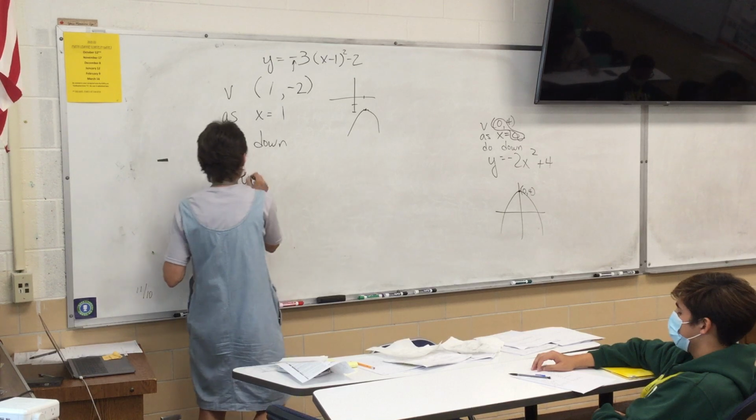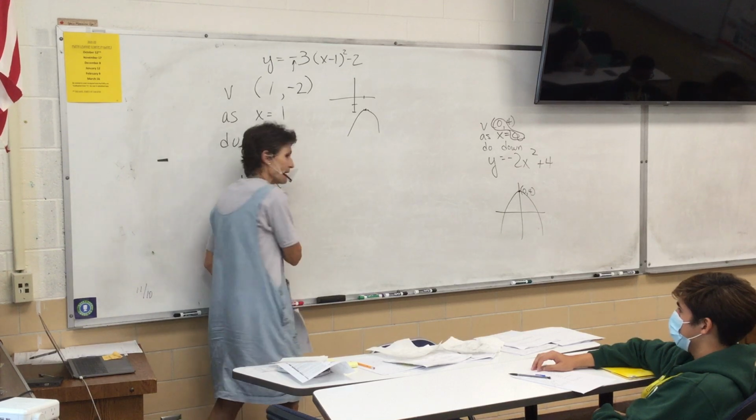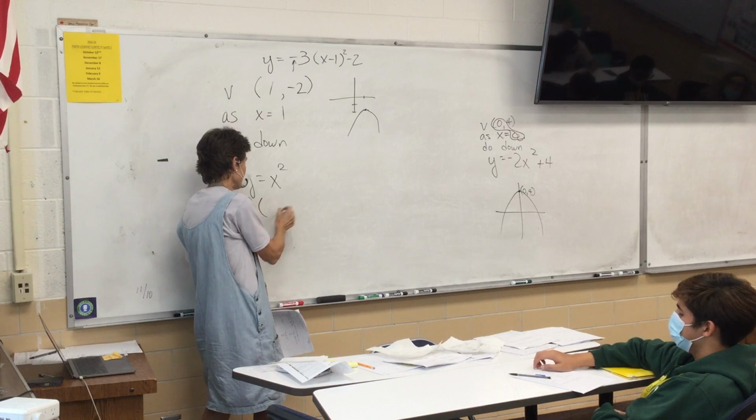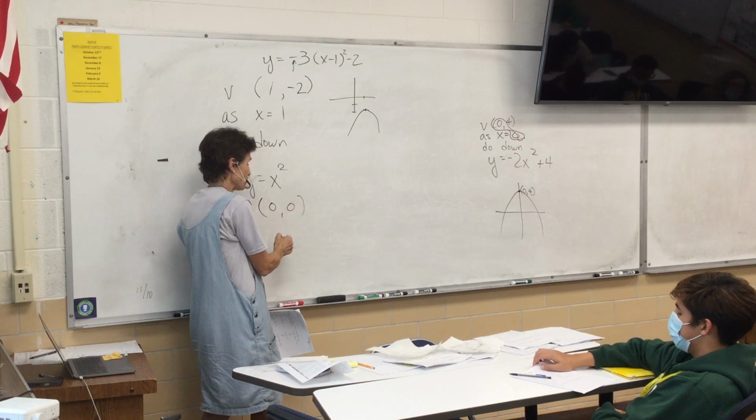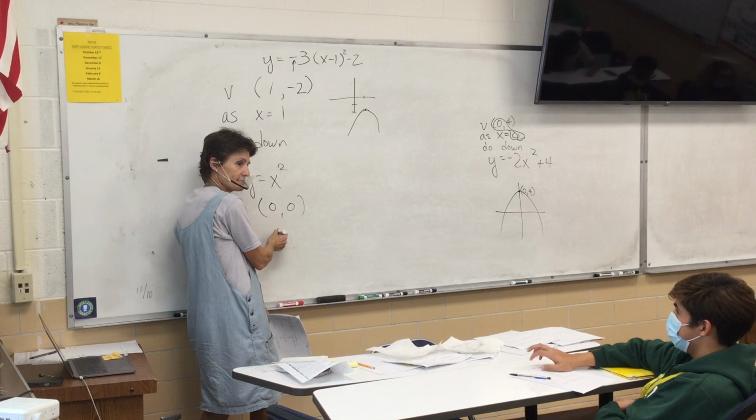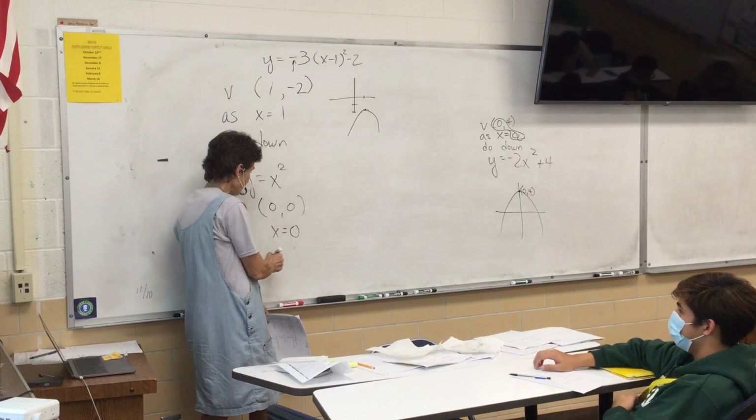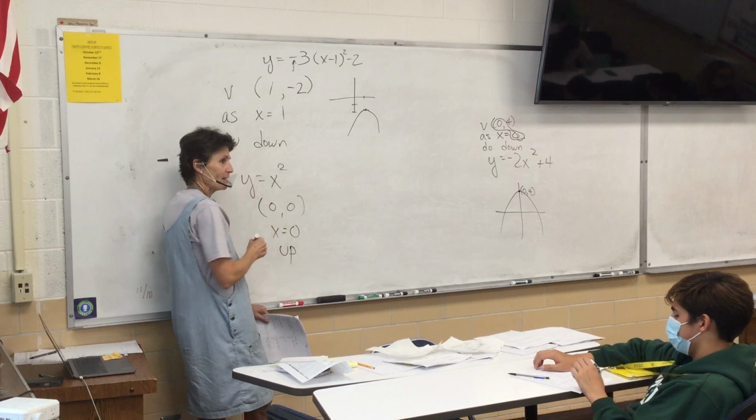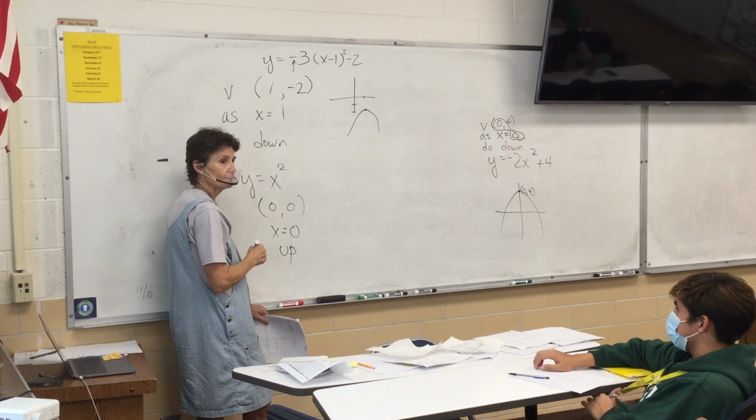How about E? Oh, this is the easiest one ever. Isn't that your BFF? Where's the vertex of it? 0, 0. Which means your axis of symmetry is x equals 0. And which way does it open? Up. That's easy. That's your BFF. It hasn't moved at all.